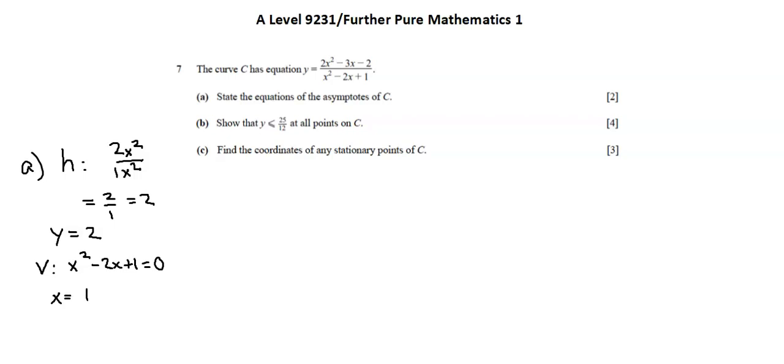In this function, no oblique asymptotes. Oblique asymptotes occur when the highest degree of the variable in the numerator is 1 greater than that in the denominator. In this example, we don't have that scenario.